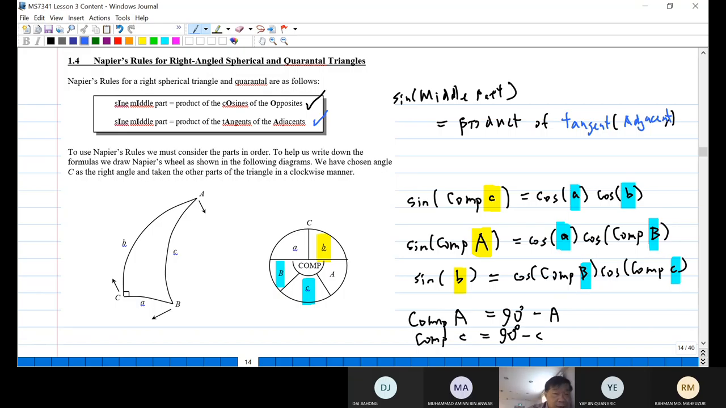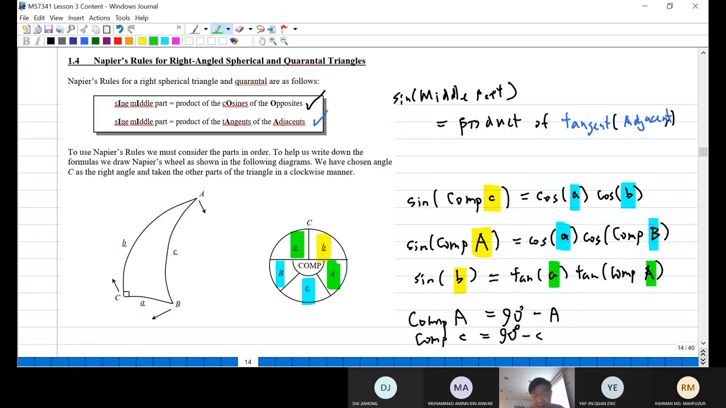What is adjacent now? Adjacent, I usually use a green color. Green color for adjacent, right? So these two are adjacent of the yellow part. The two blue ones are for the opposite. The green color is for adjacent. So for example, let me look at the formula. Sine of B is equal to the product of tangent of the two green ones, adjacent of B. So tangent of A, which is on top of you, then tangent of COM angle A. So these are the green color ones. Use tangent now. So two green color and yellow color.